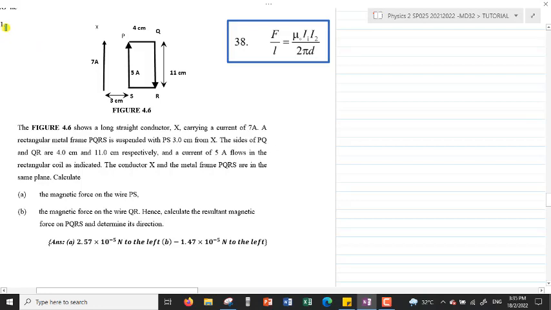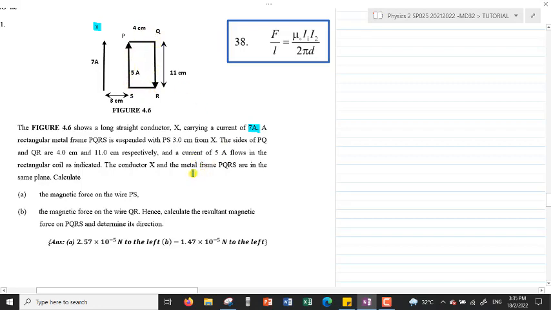Okay, let's check the answer for question 11. We are given figure 4.6. Refer to figure 4.6. We have a long straight conductor carrying a current of 7 ampere, and a rectangular metal frame PQRS, whereby PS is 3 cm from wire X. The side PQ is 4 cm, and side QR is 11 cm. A current of 5 ampere flows in the rectangular coil.